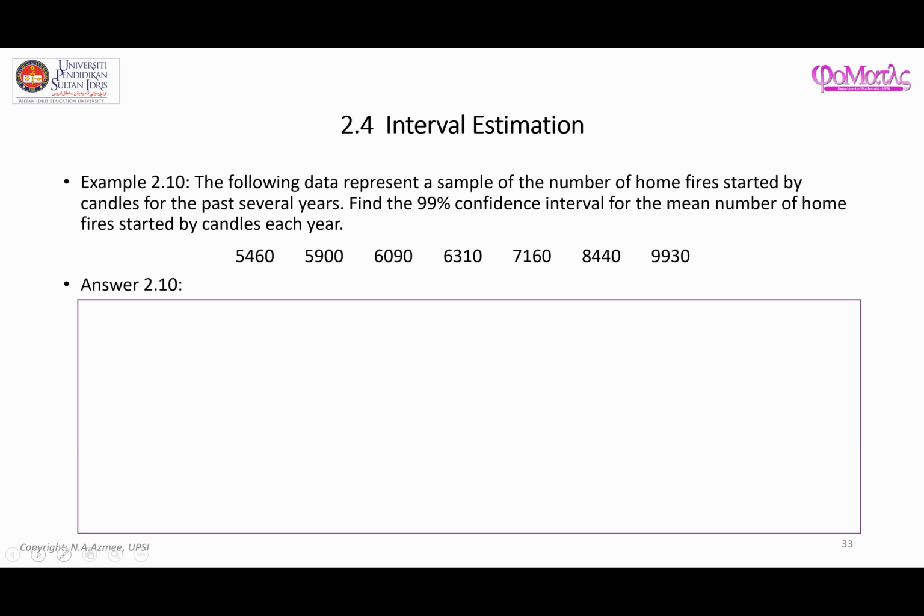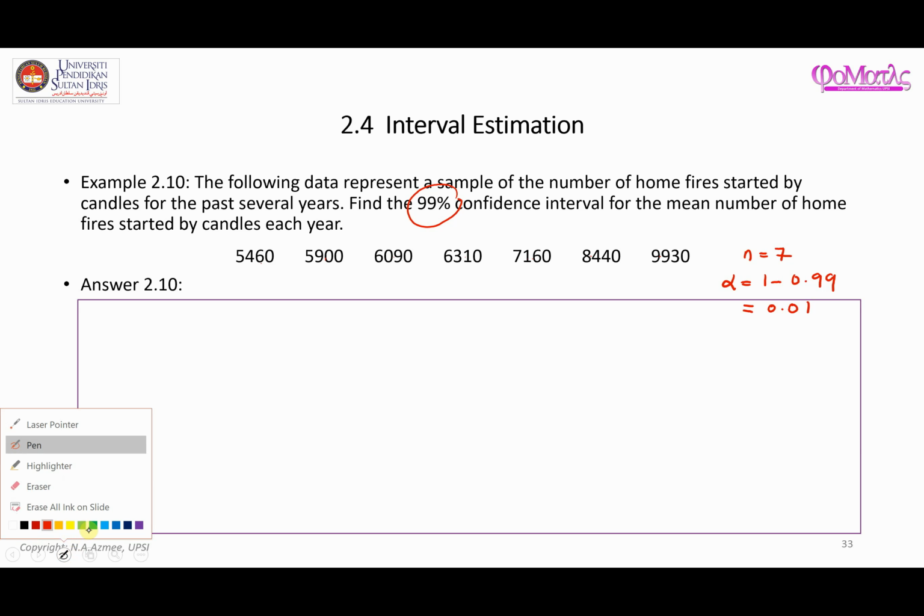Now let's look at this example here. These are the following data. So we have 3, 6, 7. Our n is equal to 7. And the question is asking you to find the 99% confidence interval. Therefore alpha is 1 minus 0.99, which is equal to 0.01.